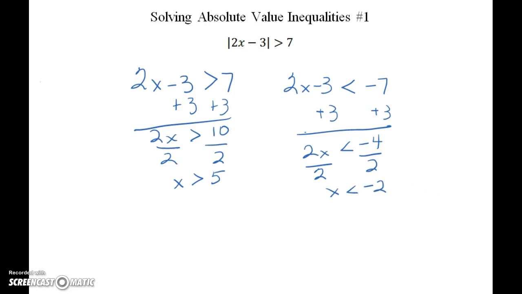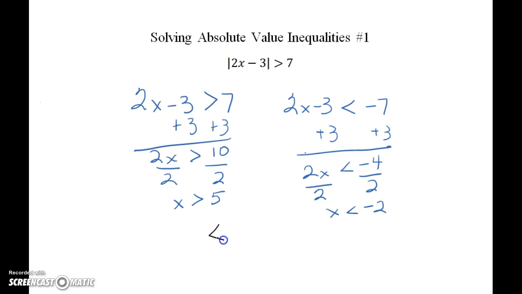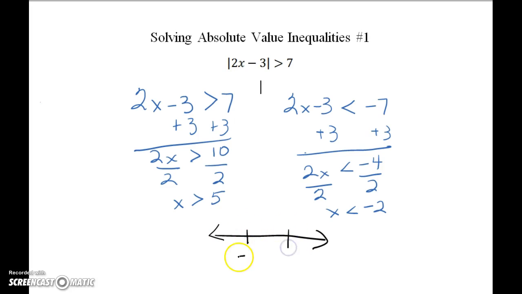What does that look like on a graph? How does this equate to what we've been doing in the last couple of days? So we have our inequality here. Negative 2 and 5 are my anchors. At 5, we are going to put an open circle. At negative 2, we are also going to put an open circle.